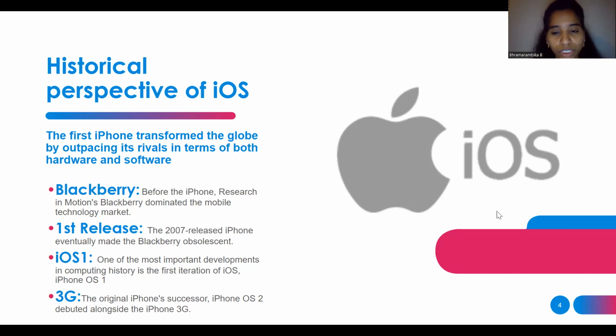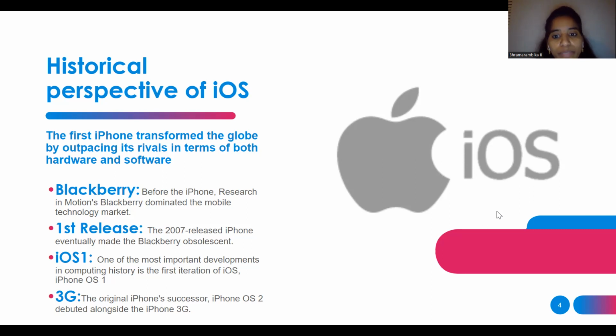The original iPhone's successor, iPhone OS 2, debuted alongside the iPhone 3G. The device supported 3G networks, which were still quite new at that time, as indicated by the 3G designation. A third version of iOS is iPhone OS 3. It came with numerous new features with the iPhone 3GS, an upgraded version of the 3G. Apple launched the third variant of its mobile operating system, and iPhone OS 3 came with a nomenclature change to handle the recently debuted iPad.